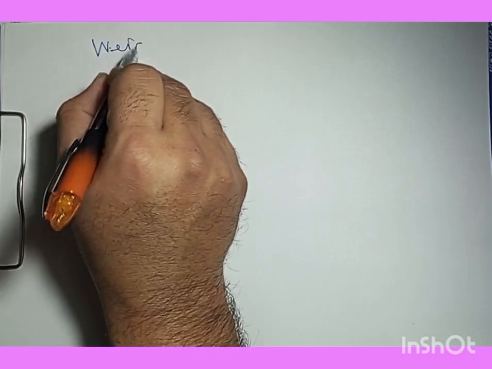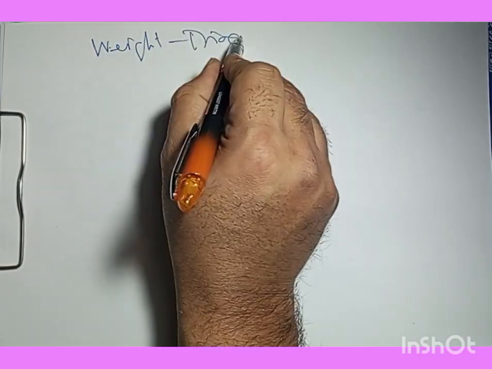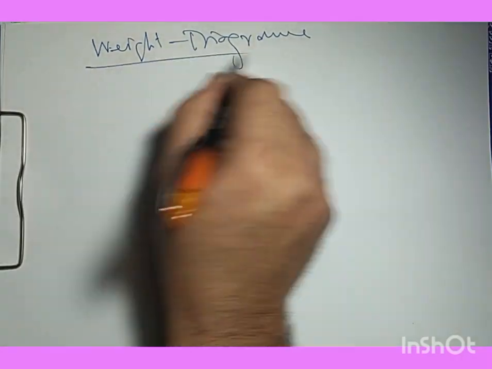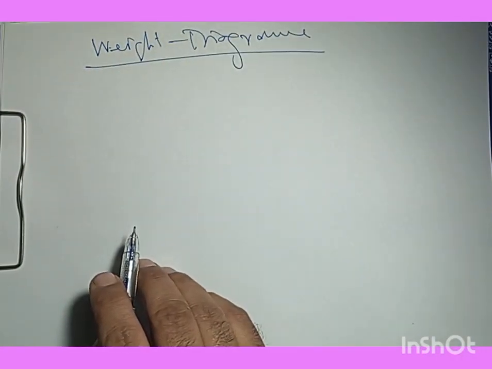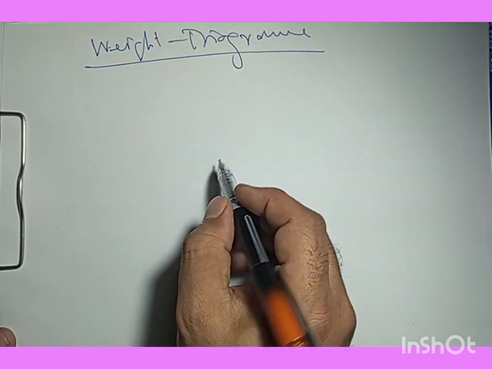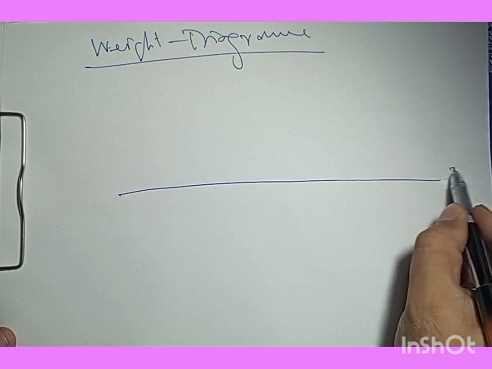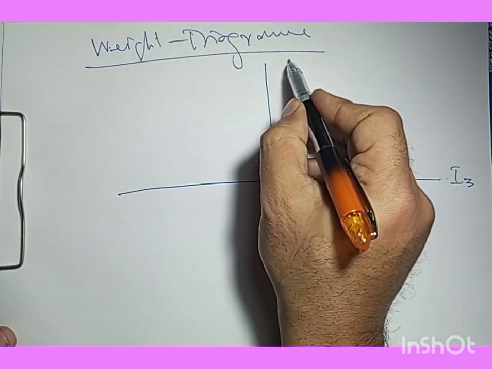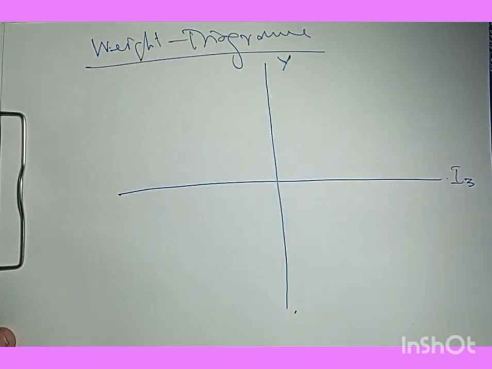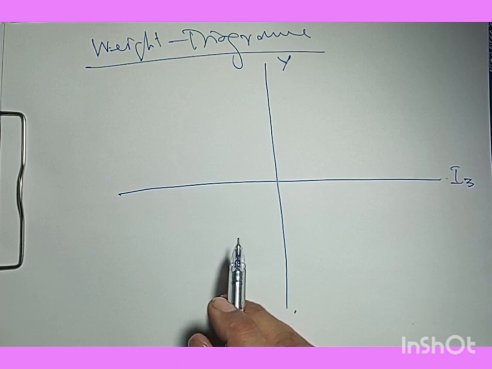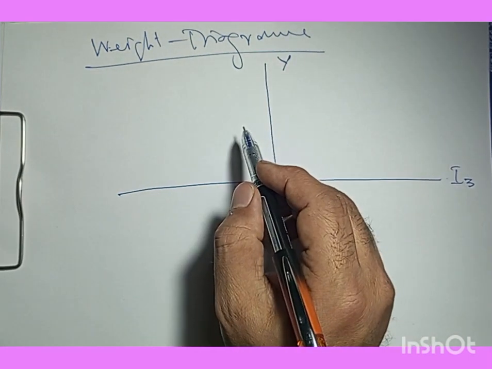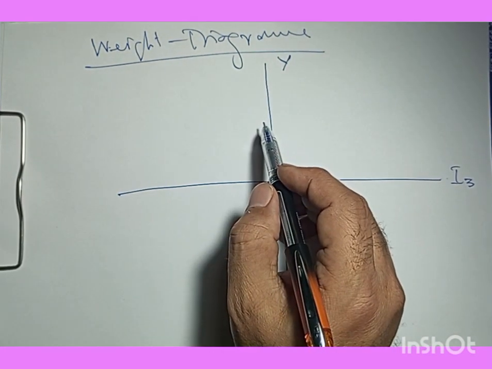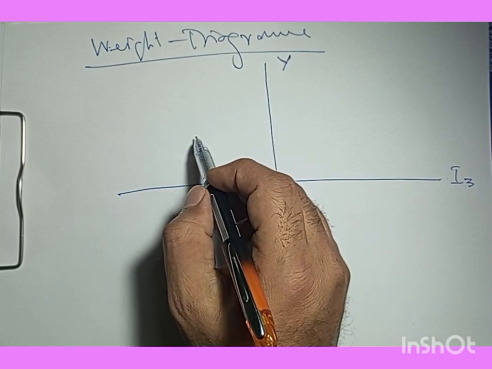Now, let's plot. Let's have a graph, what we call a weight diagram. We have I3 as the x-axis, and Y, the hypercharge, as the y-axis. The members of the octet supermultiplet form a symmetric hexagon with one baryon at each corner.